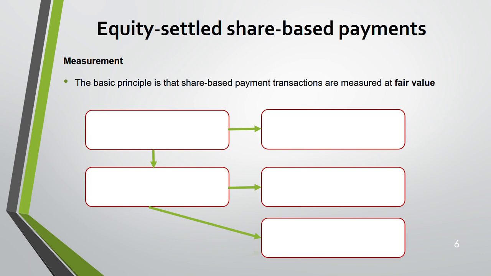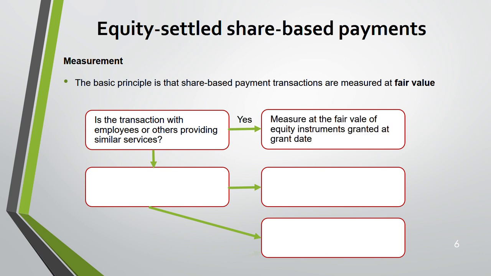Share-based payment transactions are measured at fair value. Whether it is equity settled or cash settled does not matter. That's why it's in bold. These are the questions you need to ask. Is the transaction with employees or others providing similar services? If the answer is yes, measure the fair value of the equity instruments granted at the grant date.